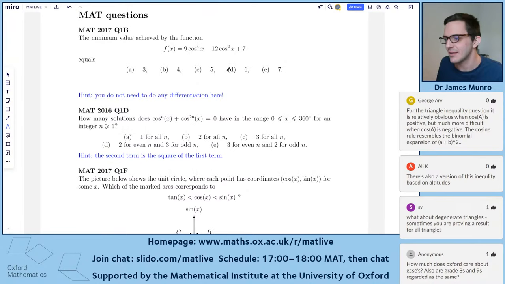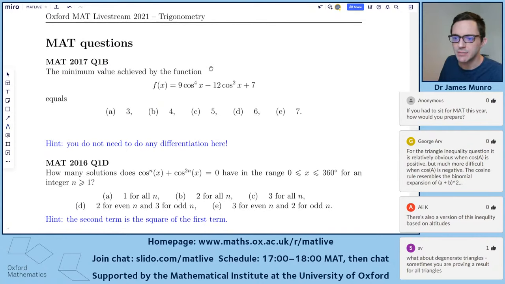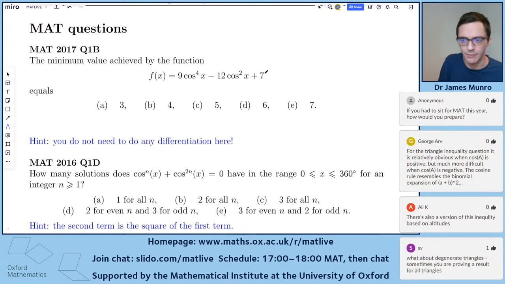Okay, right, good. How would I prepare for the MAT? Well, I'd look at some past MAT questions, maybe some warm-up questions to get in the mood. But then I would look at past MAT questions and try and solve them. And if I get stuck on them, I would try and get unstuck. Here's a MAT question right now. This is 2017 question 1B, so near the start of the paper, which is a nice place to start if you're looking at questions.